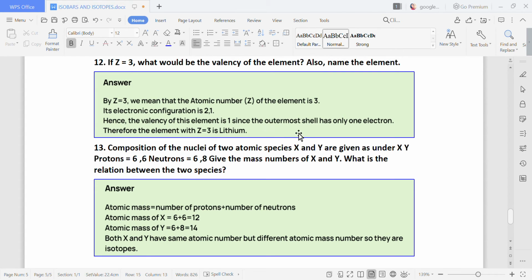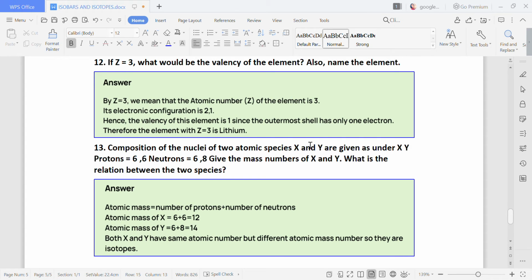This we have already done in previous videos. You can go to the channel and watch the previous videos, and the valency topic has been already taught to you. So the valency of this element is 1 and the name of the element is lithium, right? Next question, question number 13 here says composition of the nuclei of two atomic species.